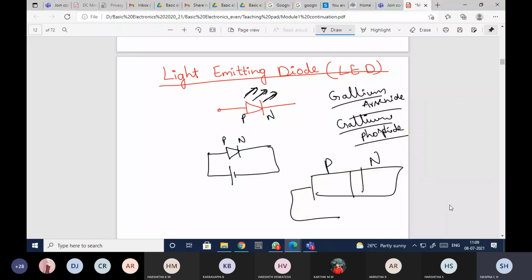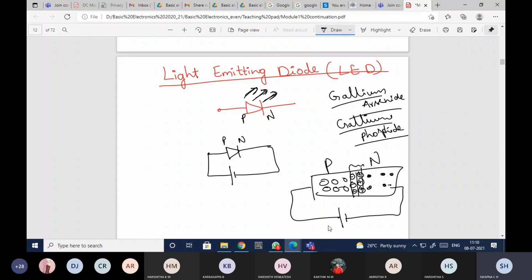In the normal PN junction diode, what happens when it is forward biased? Forward biased in the sense P will be connected to positive and N will be connected to negative. So what happens here? I'll have more holes as the majority charge carriers here, and here I'll have electrons as the majority charge carriers. And here I'll have the depletion region, which will have negative ions on this side and positive ions on this side.